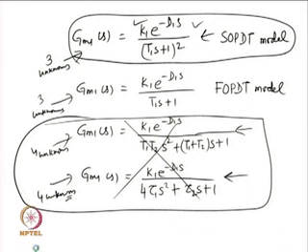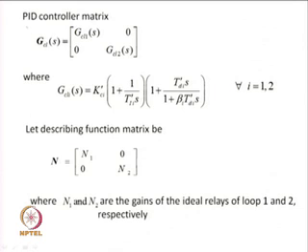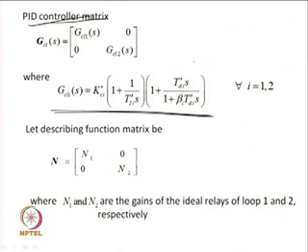Now, the PID controllers will be given by the series form of PID controller. So, this gives the dynamics of a series PID controller, where you have got beta in the PID controller as beta 1 and beta 2.